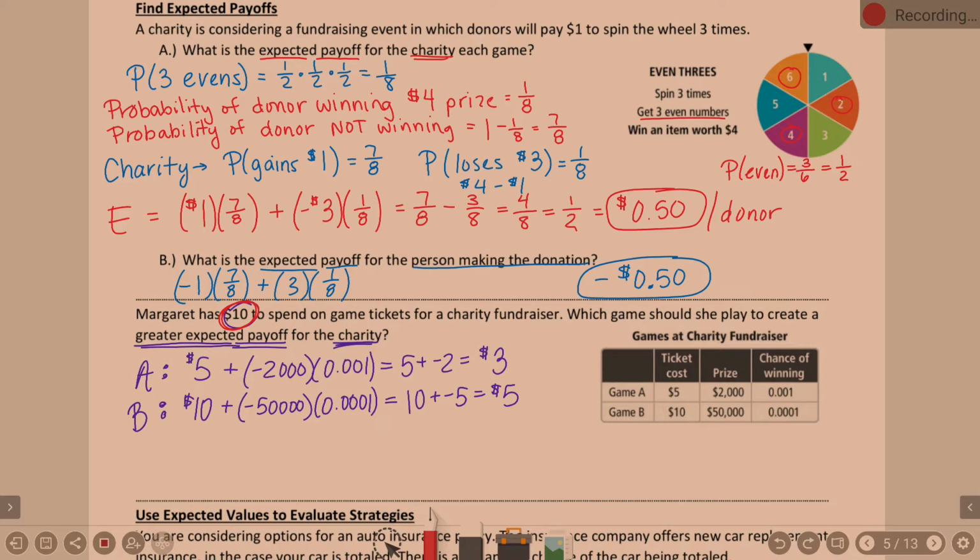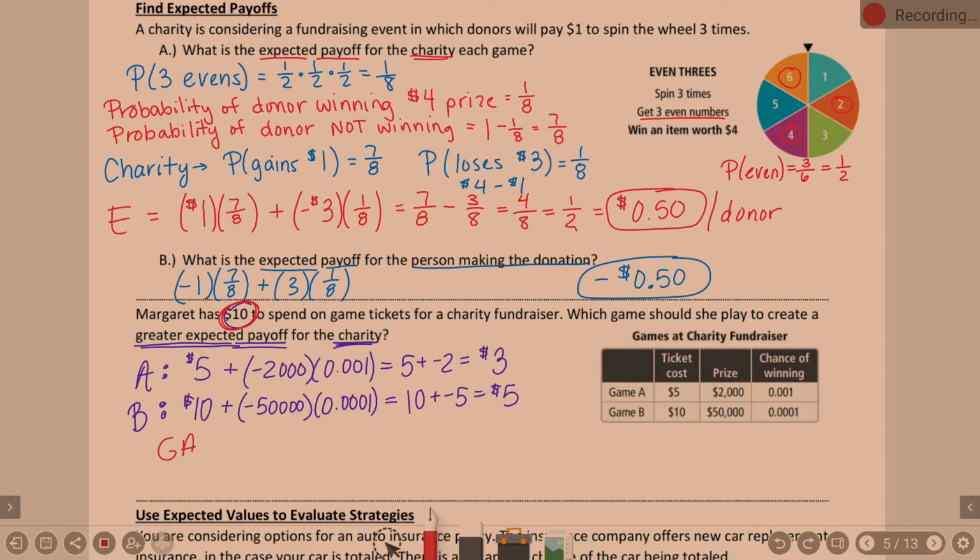Okay. Now, here's the deal. If we're just looking at playing game A once or playing game B once, if we just play each game once, then game B has the greater payoff for the charity, yes? What's the catch? Margaret has said, I am spending $10. Would it be better for the charity for her to spend $10 by playing game A twice or playing game B once? Game A twice, because that expected payoff for the charity is $6. Do you see that point there? Little detail, that's the thing. There's a lot of pieces you have to look out for here.